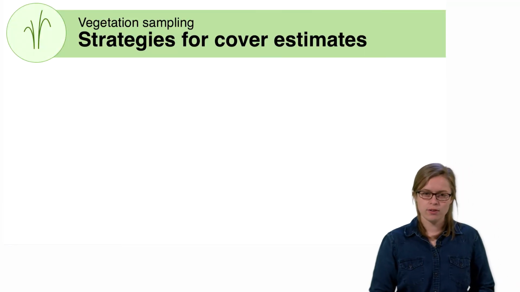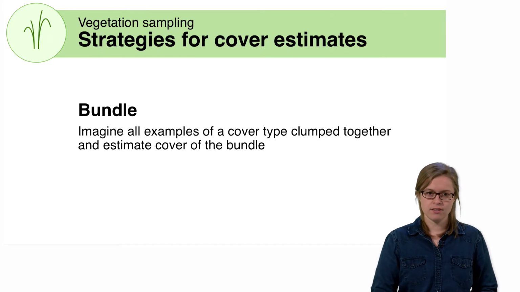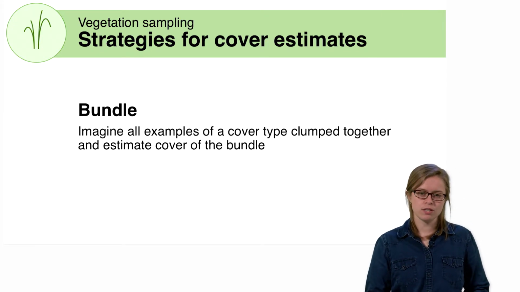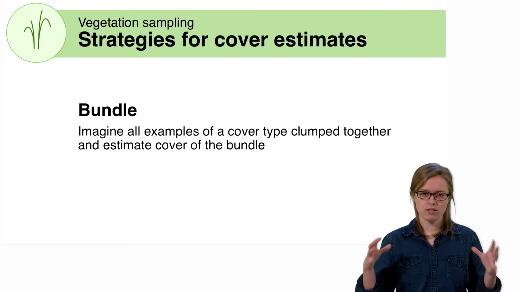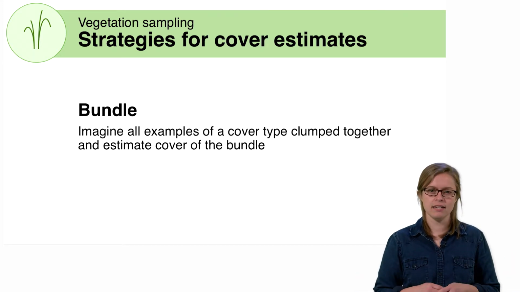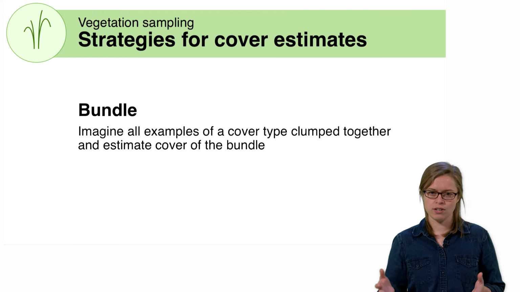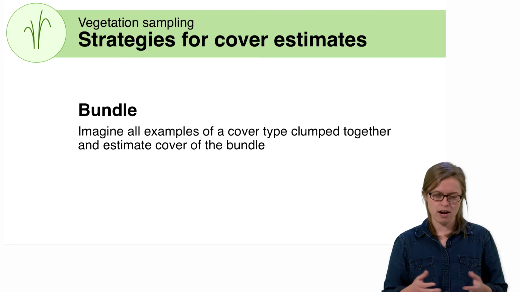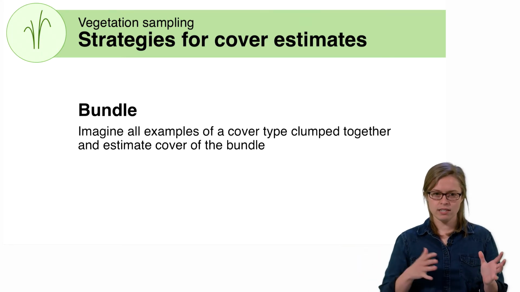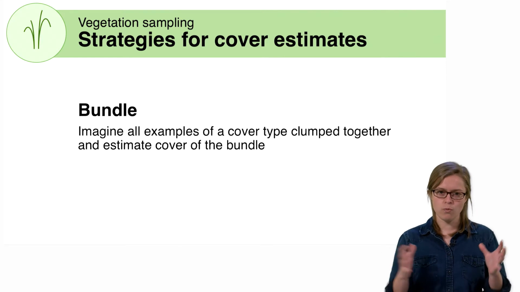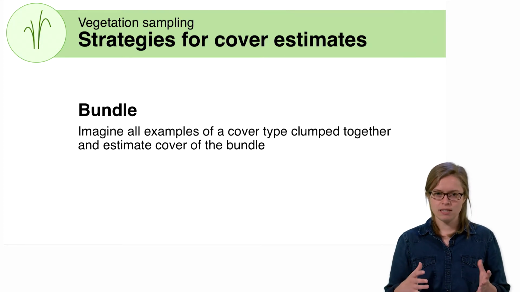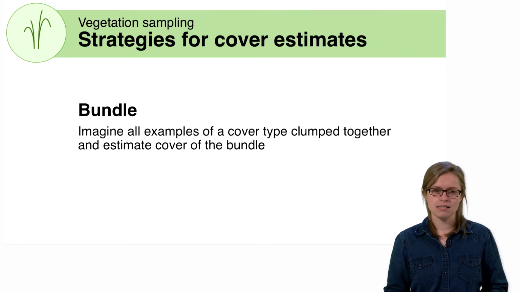All right, so let's walk through some strategies for estimating cover. The first is bundling. To do this, you can look at the plot and identify the different examples of a certain cover type, say bare ground. Then you can visually imagine putting them all into one corner of the plot, clumping them together, and then estimate the percent cover of that bundle.